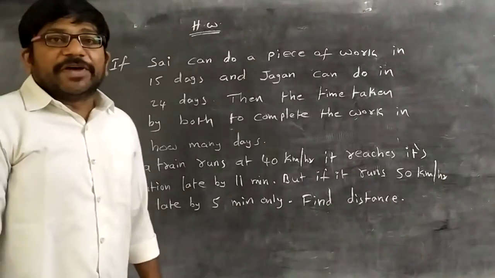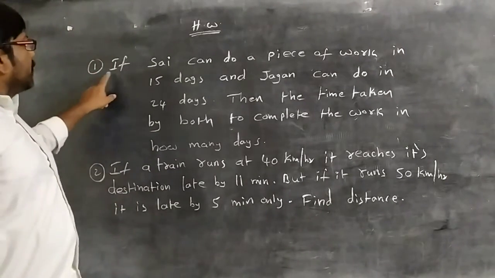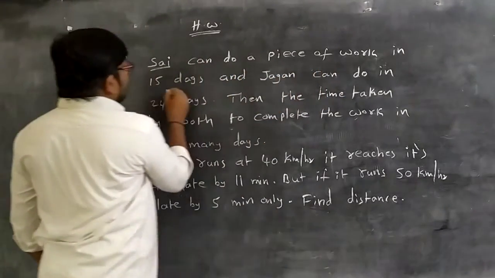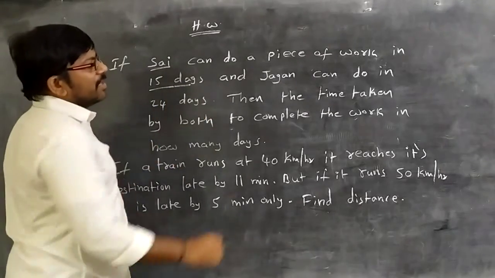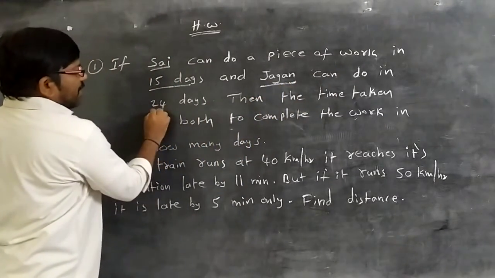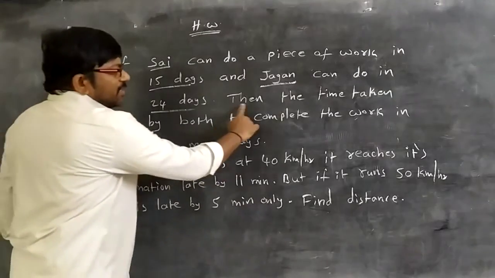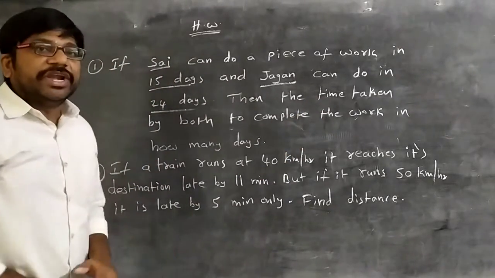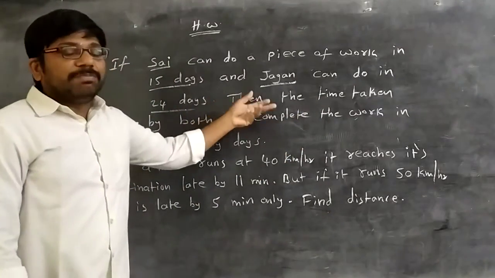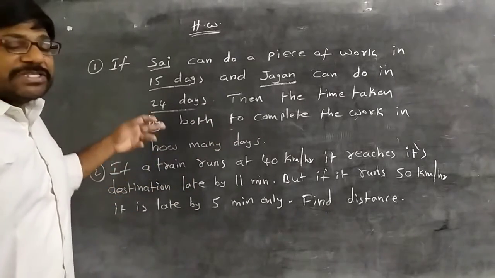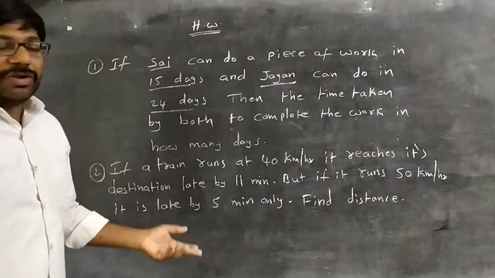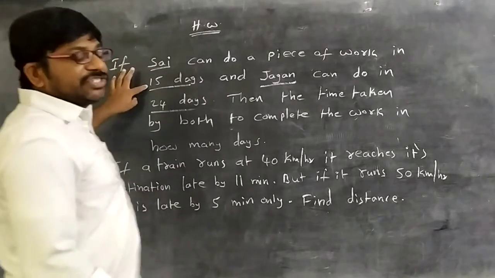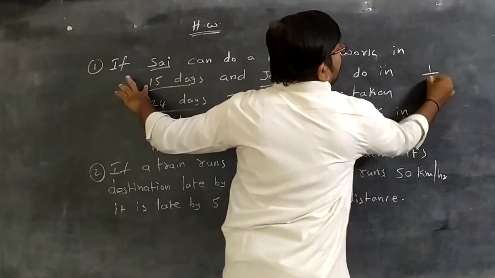Now homework problems for you. The first homework problem. If Sai can do a piece of work in 15 days and Jagan can do the same work in 24 days, then the time taken by both to complete the work is how many days? Here, both are asked, so first you have to convert into one day's portion. Sai can complete in 15 days. In one day how much will he complete? 1 by 15 portion of work.